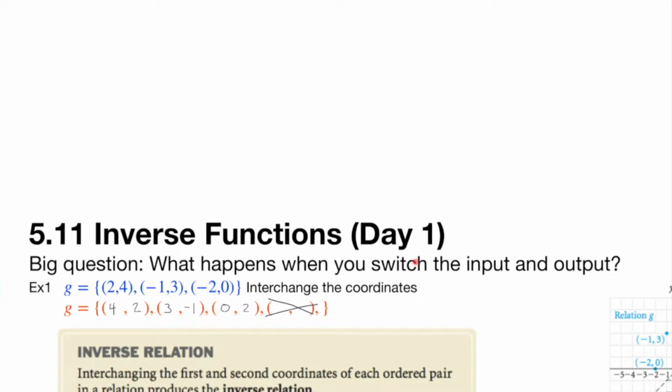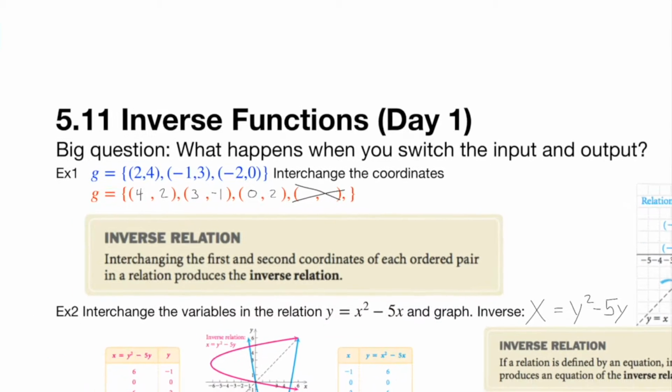We've been dealing with functions for so long. What happens if you just switch them? Literally take the input is 2 and the output is 4 and just switch them around. So you get 4, 2. Or you get 3, negative 1. Or you get 0, 2. The input and the output have literally just been switched. What we're going to do is call that an inverse relation.